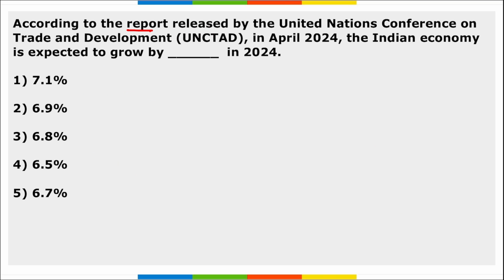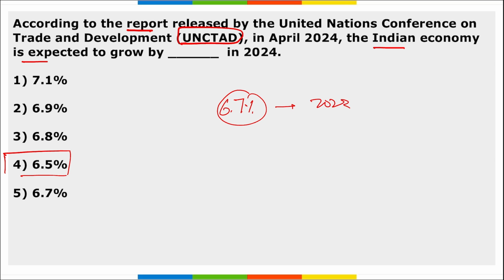Next, according to the report released by UNCTAD in April, the Indian economy is expected to grow by 6.5%. Earlier it was projected by UNCTAD that the Indian economy will be growing by 6.7% in 2023.